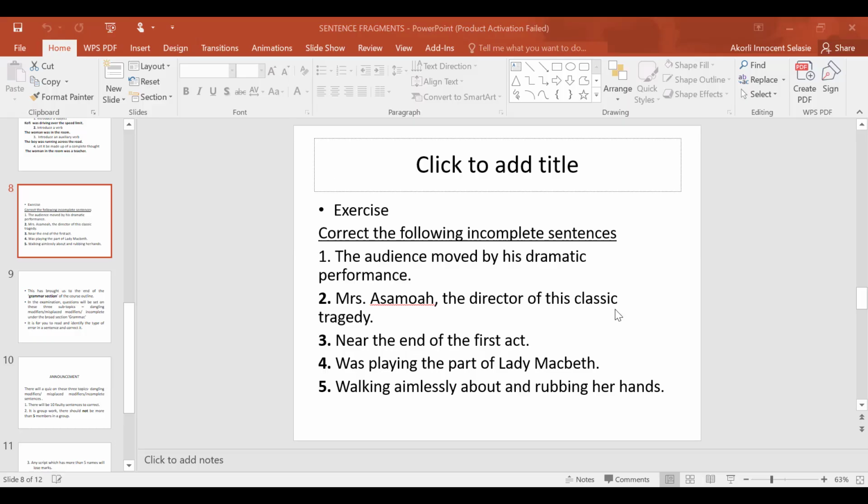So there's an exercise here for us to do. So let's look at the sentences here, the fragments here. What do we do to them to modify them to become correctly acceptable sentences? Yes, number 1.